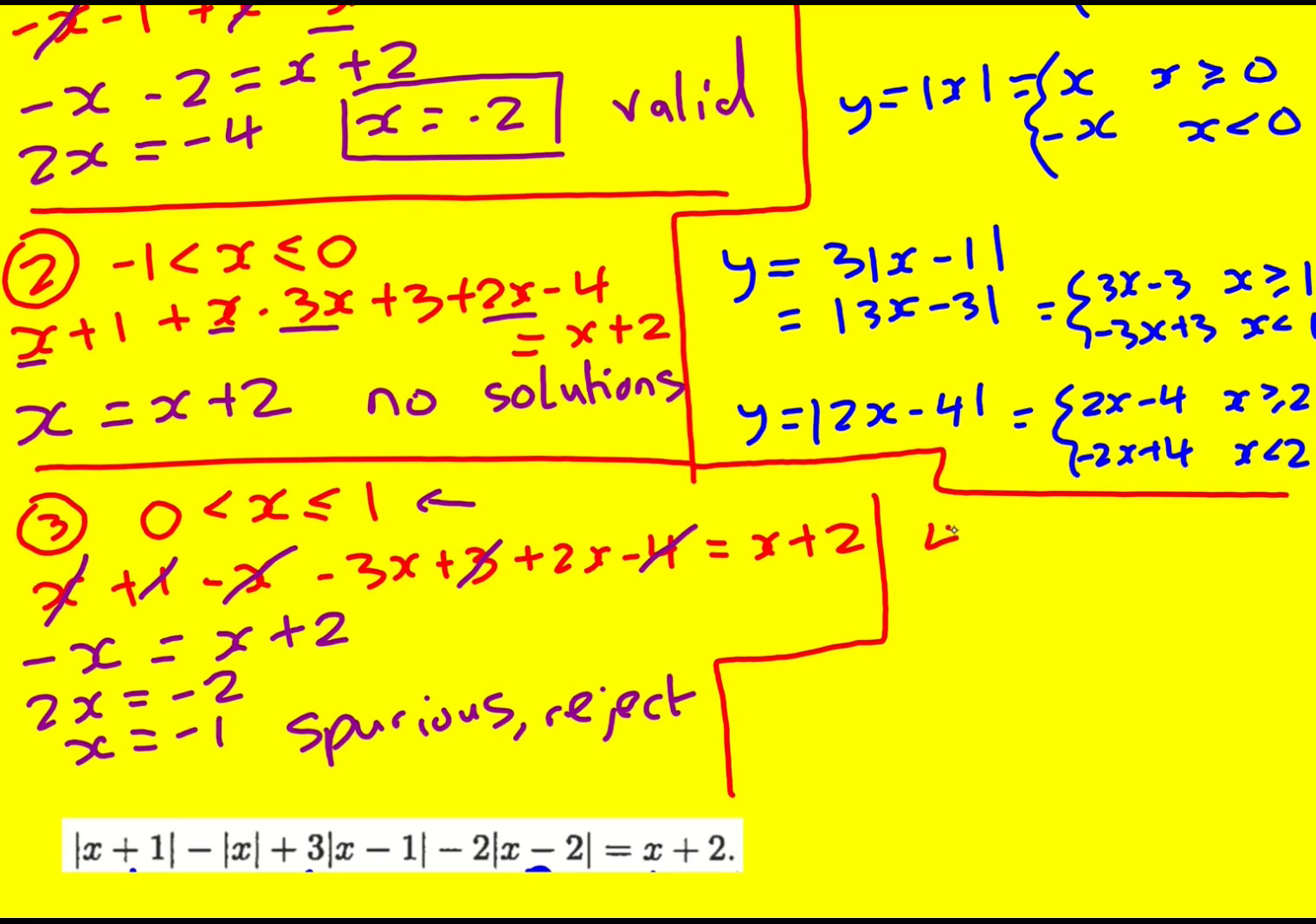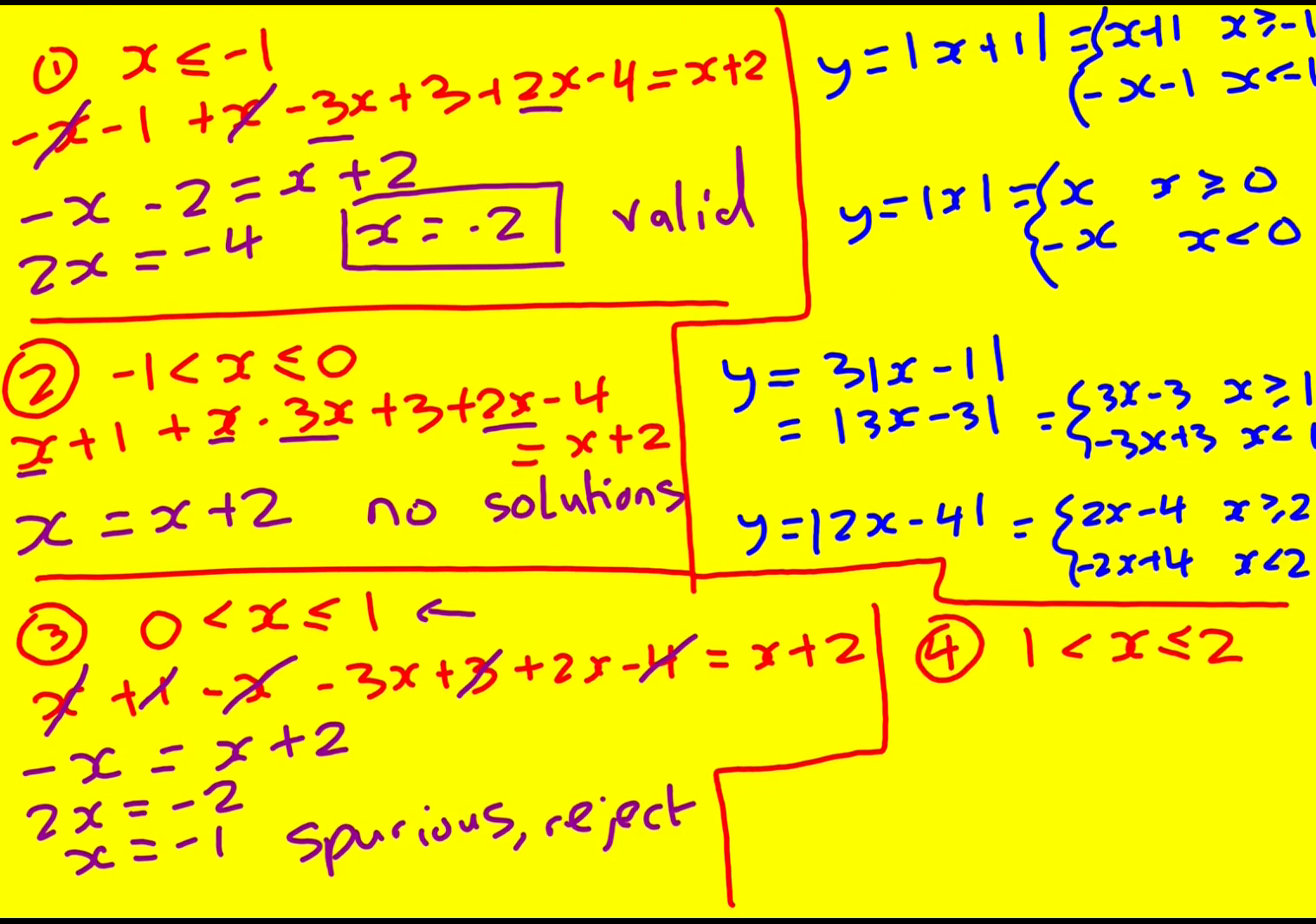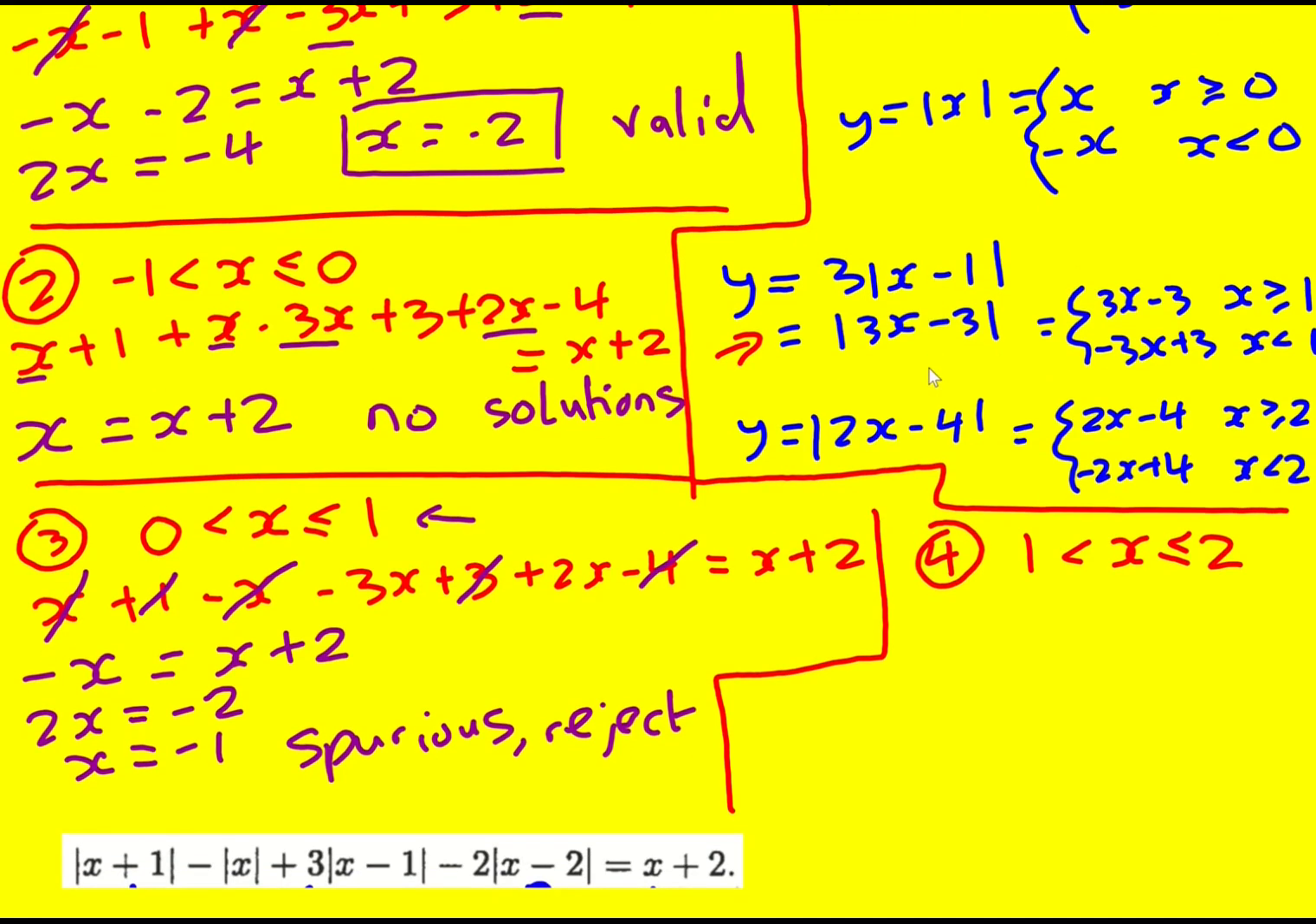Okay, let's take a look at 4. So that's going to be 1 is less than x less than or equal to 2. So now everything, the modulus is that they're going to be positive. Like this one's going to be positive when I put my value of x in. So I will get x plus 1 minus x, and then it'll be plus 3x minus 3 instead of the minus 3x plus 3. I still get plus 2x minus 4 here, and then that is going to equal x plus 2 as before.